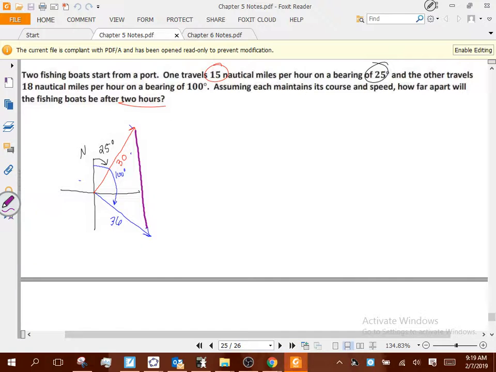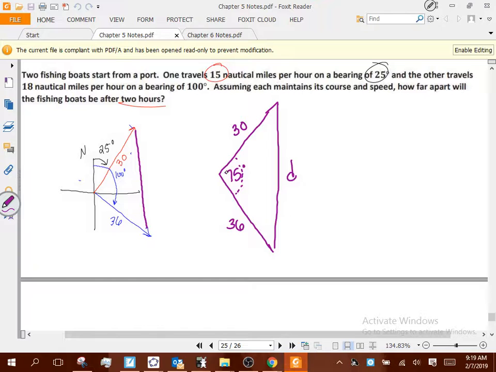I'm going to pull this triangle out. I'm just going to redraw a triangle so it's not as cluttered. But the distance that we're looking for would be that one. This would be 30. This would be the 36. Do we know what that angle right there would be? How big is it? 75 degrees.